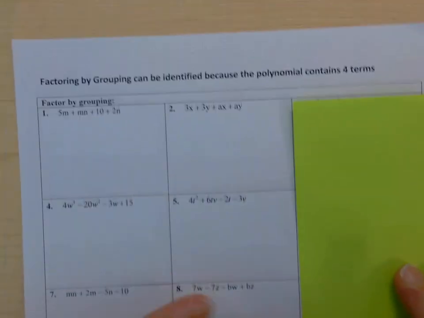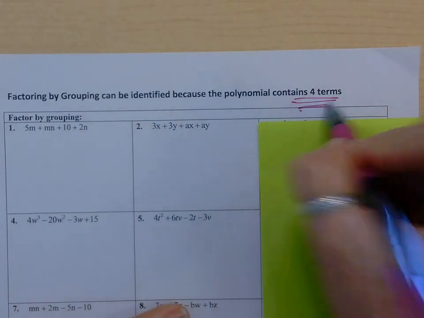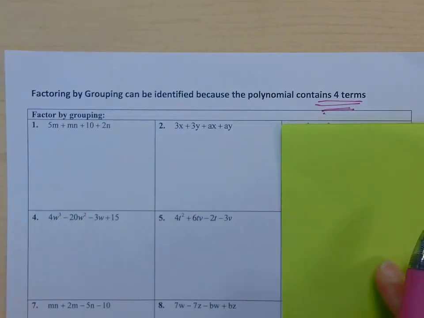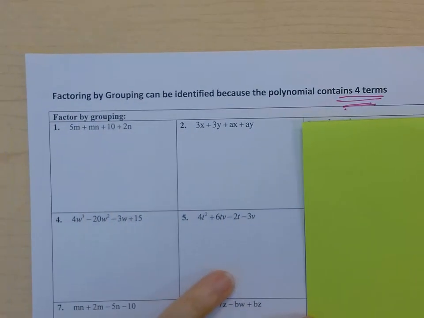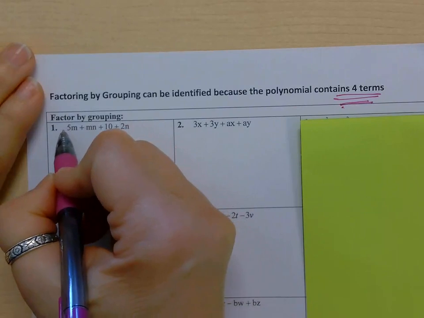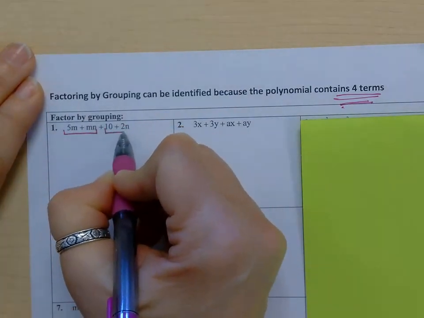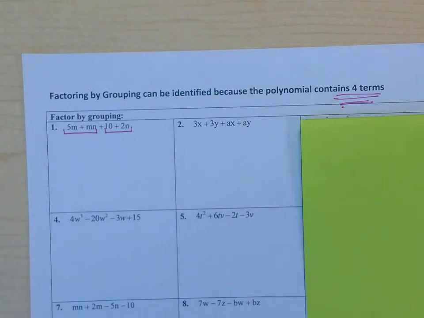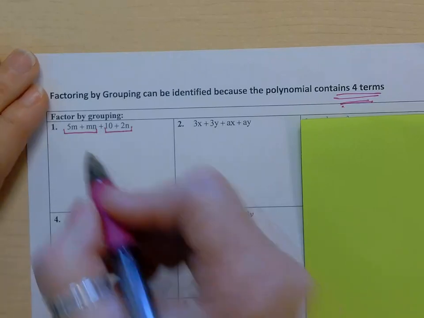So the next page is what's called factoring by grouping, and it can be identified because it has 4 terms in it. And honestly, you can do factoring by grouping with more than 4 terms, but we're going to stick to only 4 terms. So here's how the grouping is going to go. You are going to group the first 2 terms together, and you're going to group the second 2 terms together. And we are not going to have to group them any other way. It's always going to work to be the first 2 and the second 2.